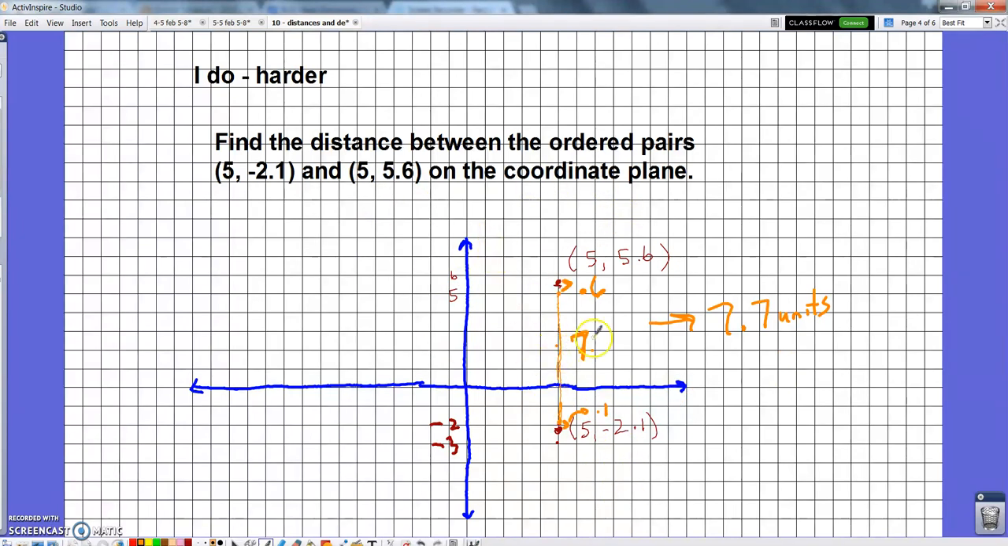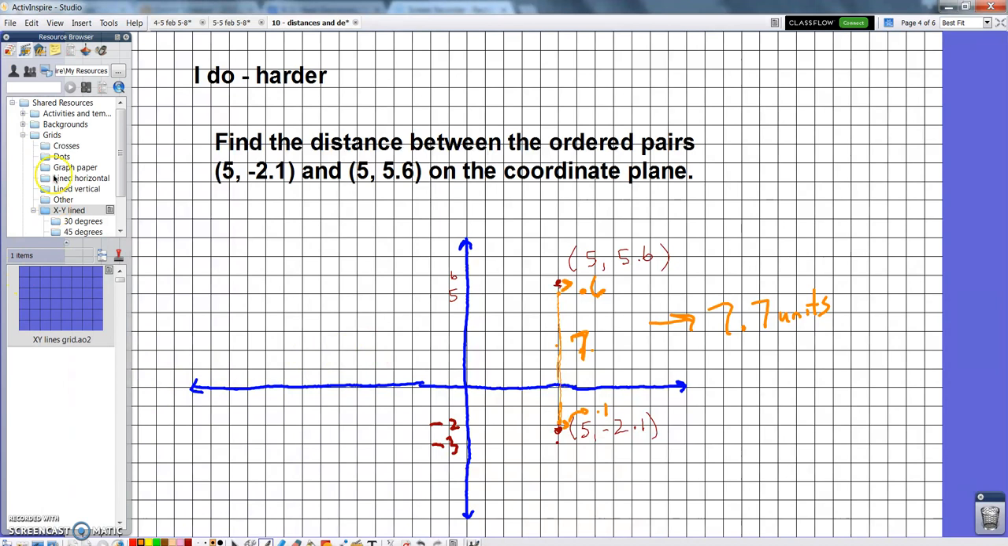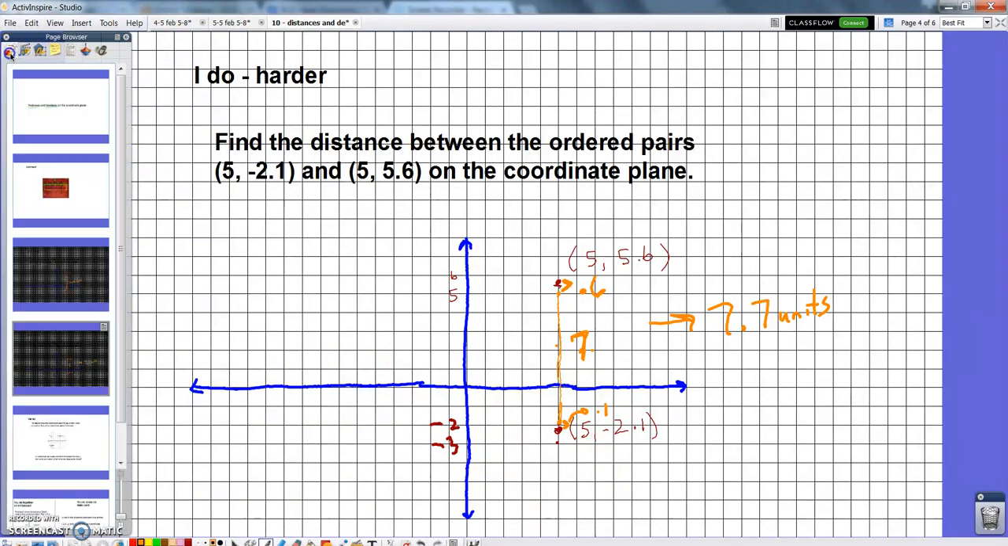I don't know that you're going to see any problems like this involving decimal ordered pairs, but just in case you do, I wanted to show you how. It's not really too much harder. You just have to be logical and break that distance into parts: the decimal, then the whole distance, then the decimal. All right? So I'll have one of those for one of your you-dos. We're not going to do one of those for a we-do.